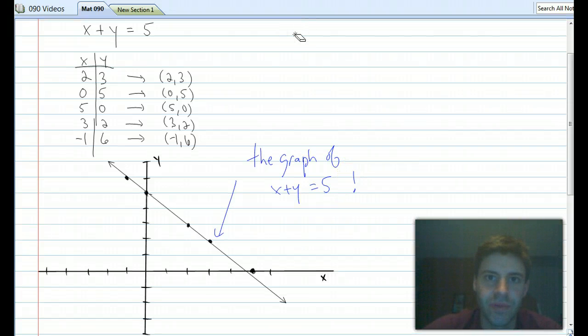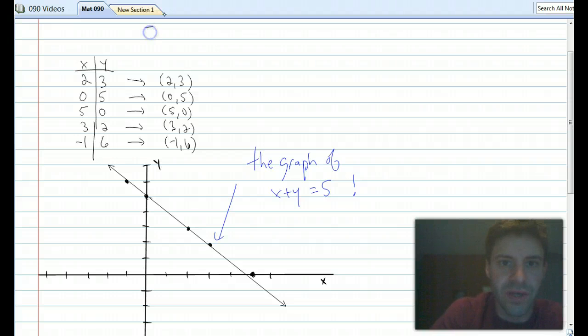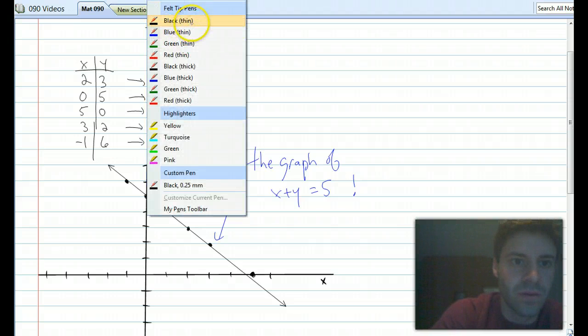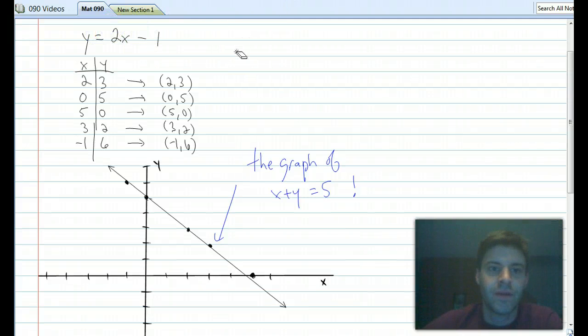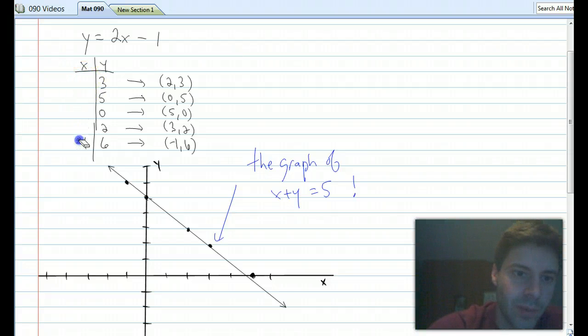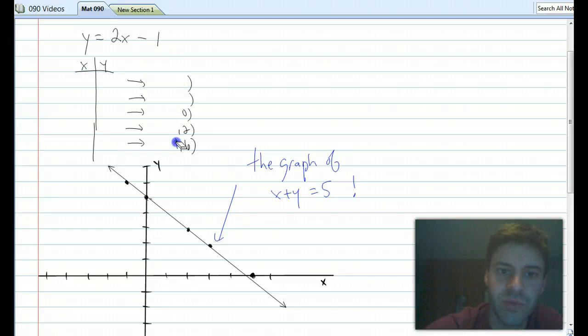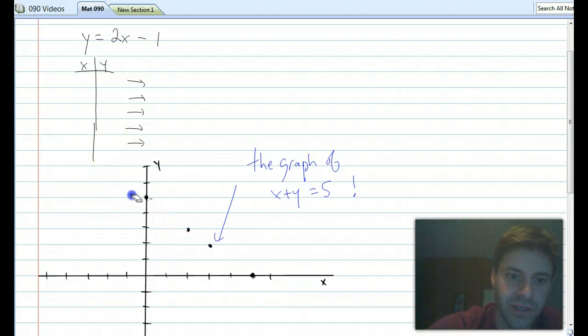Let's do another example. Let's say instead of x plus y equals 5, we have the equation y equals 2x minus 1. We're going to go through the same process. We're going to come up with a bunch of x and y values that satisfy the equation. We're going to turn each one of those x and y points into coordinates, and we're going to graph each one of these points or coordinates on the xy plane.